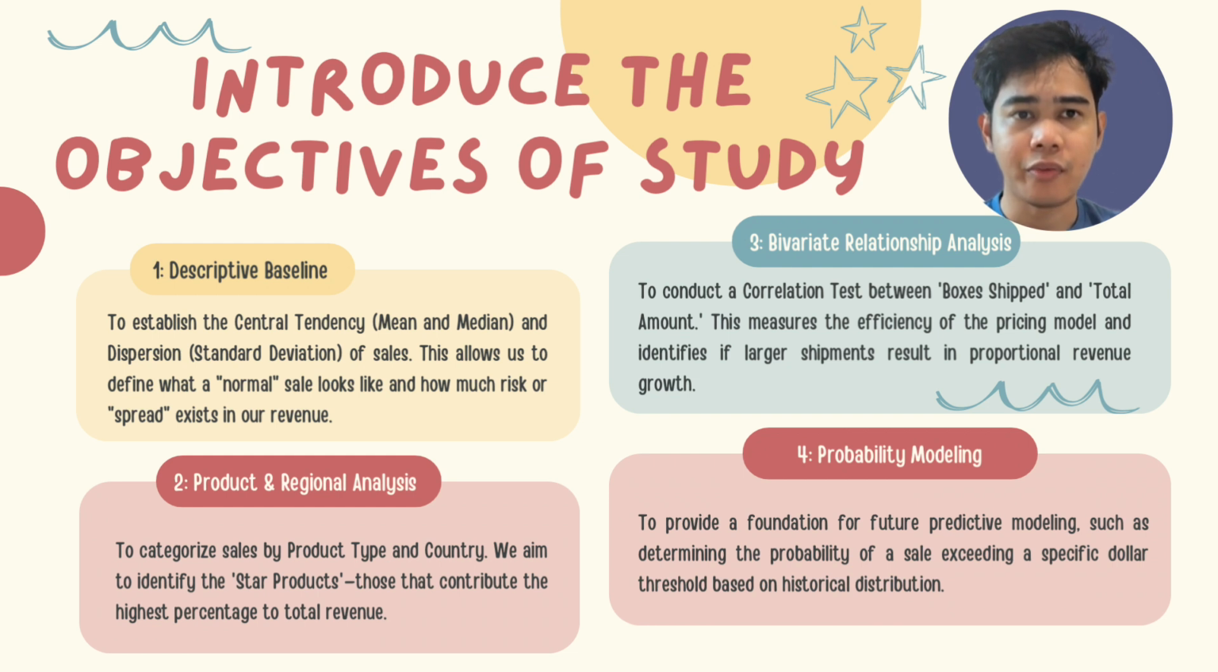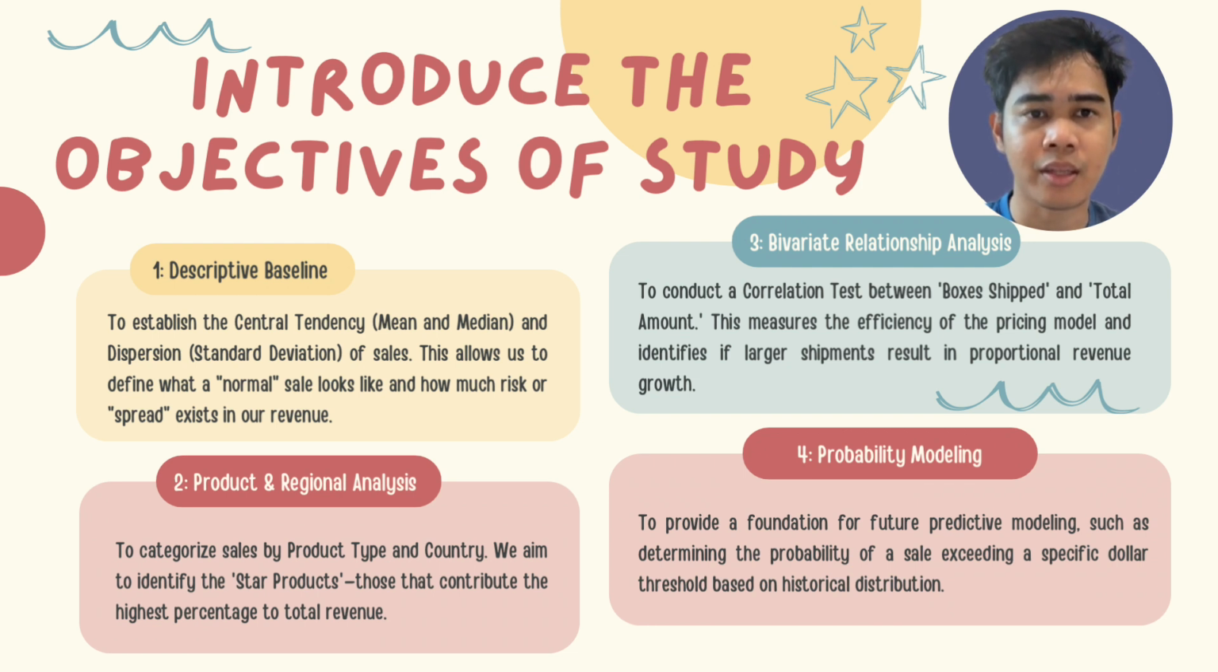We have defined four primary statistical objectives: descriptive baseline to establish the central tendency, mean and median, and dispersion, standard deviation, of sales. This allows us to define what normal sales look like and how much risk or spread exists in our revenue. Product and regional analysis to categorize sales by product type and country. We aim to identify the star performers, those that contribute the highest percentage to the total revenue.